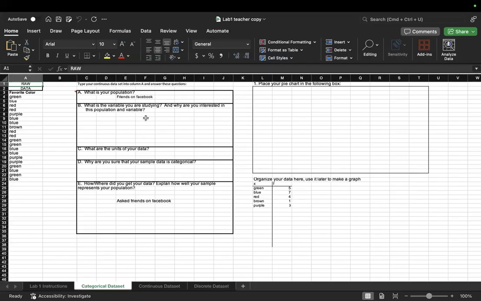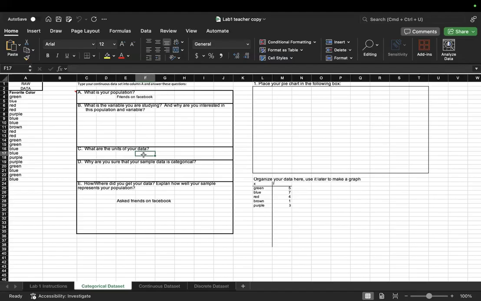So that's what I'm going to type here. It says, why are you interested in the population and variable? I don't think you're interested in it. You don't have to type anything about why you're interested. I'm not expecting you to be interested, not until your final project. On your final project, I expect you to be interested, but not on this. So just say what your variable is. My variable is my friends' favorite colors. That is it. On units, you could either say that there are no units because there really are no units, or you could just say colors.